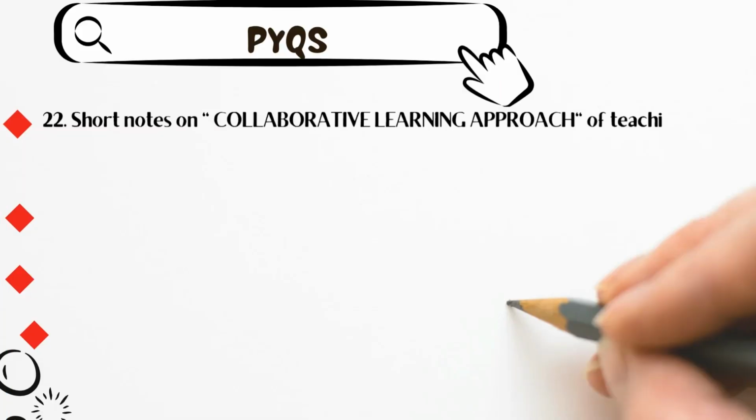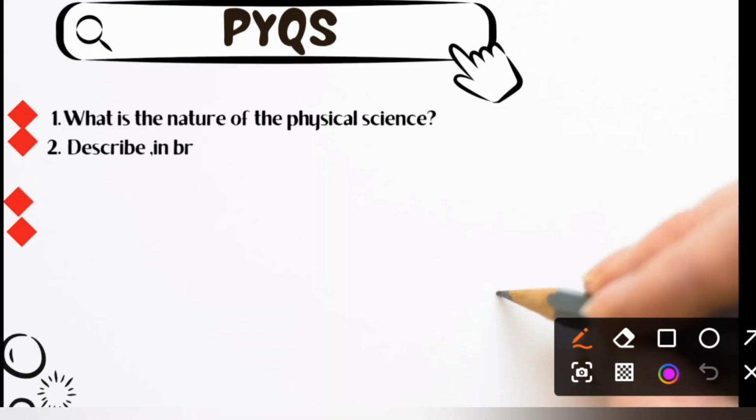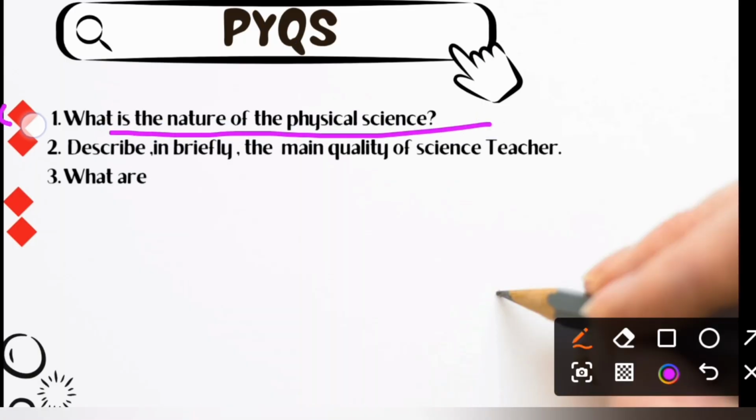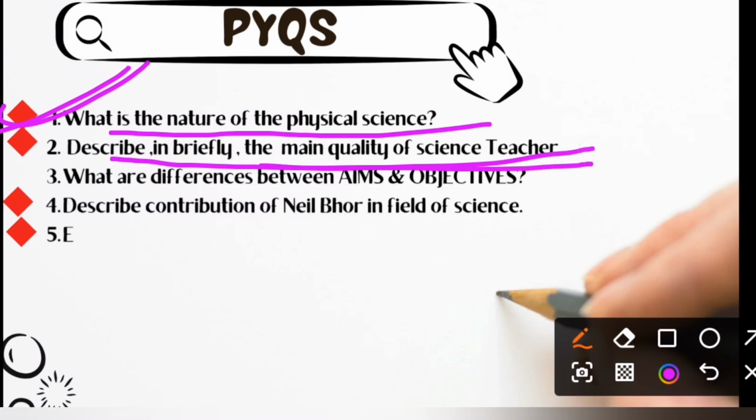So let's start with the first slide, and the first question is, what is the nature of physical science? So basically in this question, describe the nature of physical science. Question number 2, describe briefly the main characteristics of a science teacher. It is one of the repeated questions in the paper, where you have to explain the qualities of a science teacher.